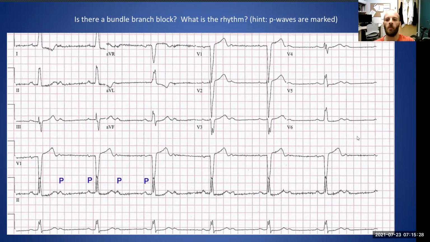Excellent. Well done, Anne. Very good. So we've got second degree AV block, and it's 2-to-1. You're absolutely right. So you've got second degree AV block and a left bundle branch block.